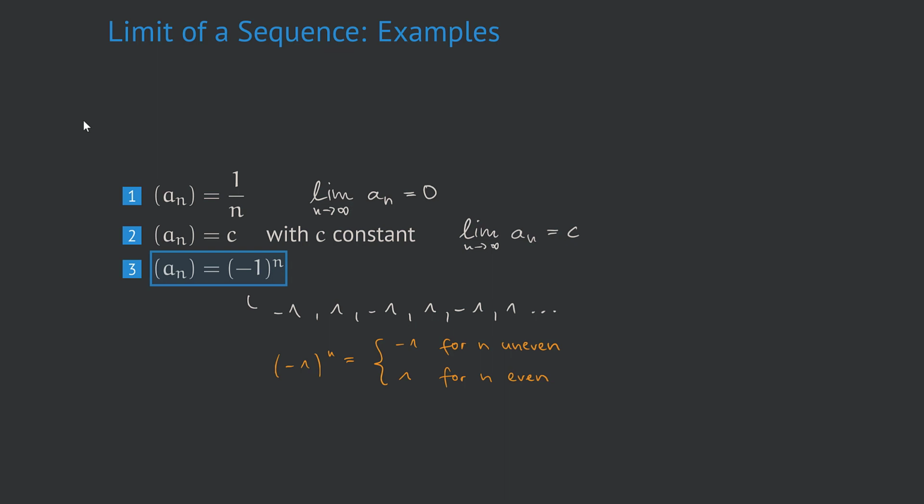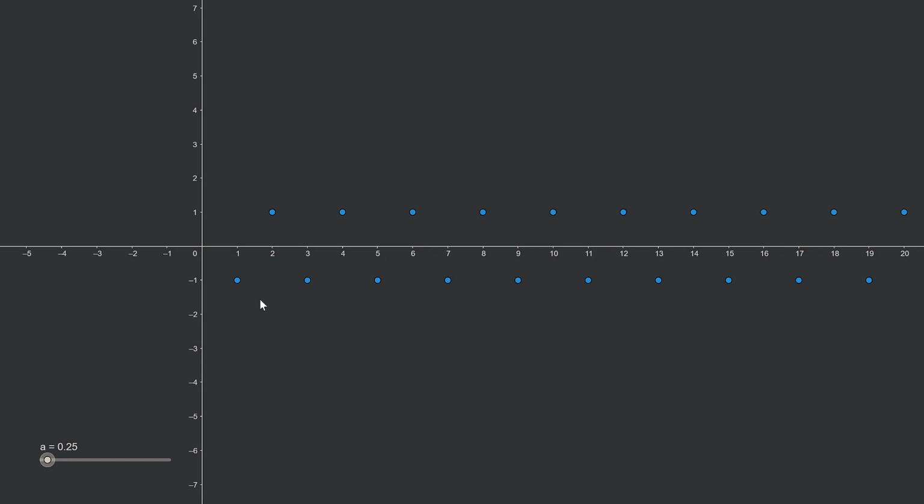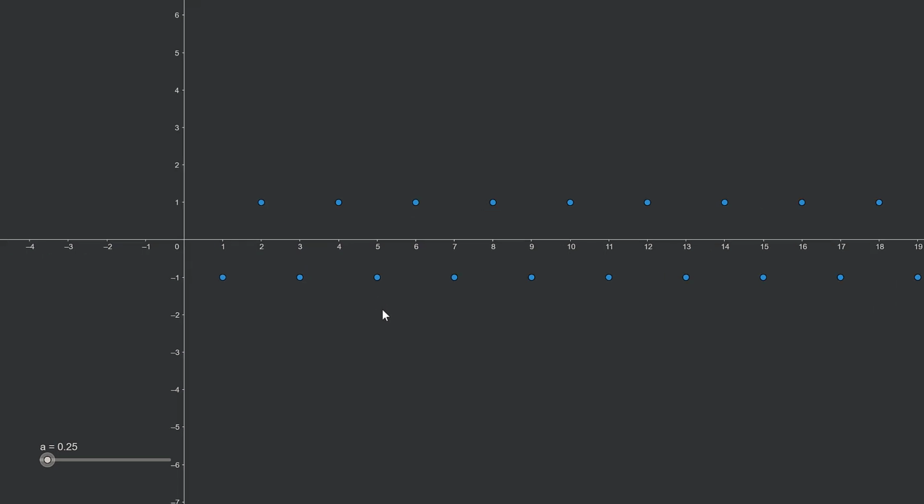Let's examine the definition of a limit closely and have a look at the graphical representation. This is the sequence. As you can see, the blue points jump from -1 to 1 to -1 to 1 to -1 and so on. Now let's examine the question if, for instance, +1 is a limit of the sequence.